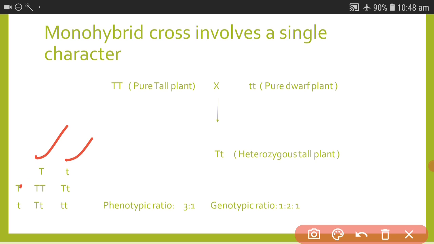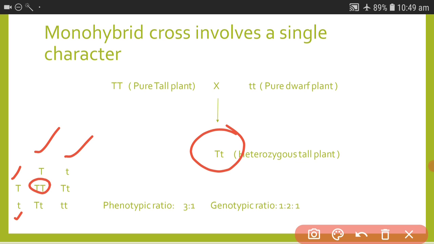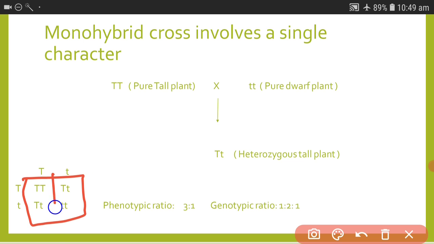So, here you can see the gametes, on this side capital T is there, and on this side small t is there, and here capital T small t is there. All these alleles are received from this capital T small t plant in F1 generation. And if capital T combines with capital T, capital T capital T is formed. If capital T combines with small t, capital T small t is formed. If small t combines with capital T, capital T small t is formed. If small t combines with small t, small t small t is formed. And this square, you can also draw a square like this, and this is called Punnett square.